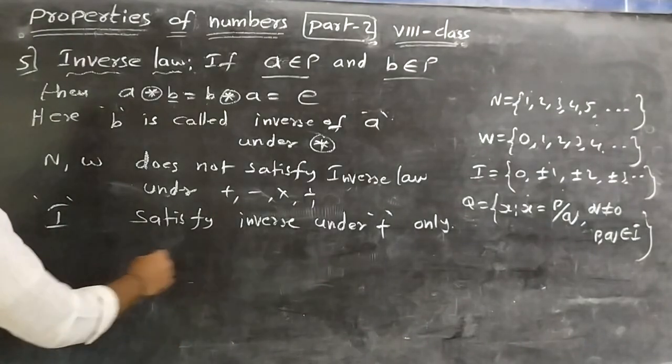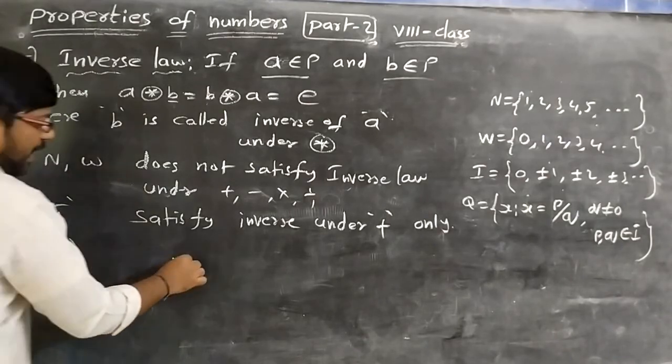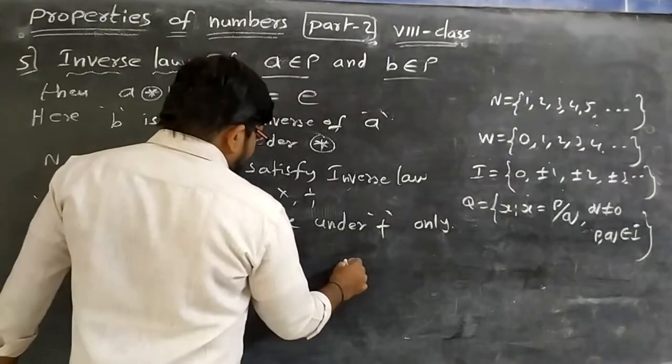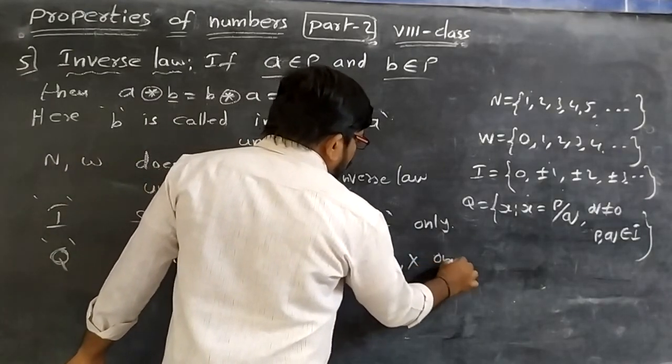Next Q, the set of rational numbers, satisfies inverse law under plus, into only.